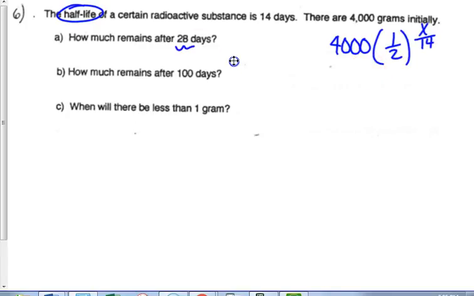Okay, 28 divided by 14. So the first time it halved, it'd be down to 2,000. Then it would halve again, and it would be down to 1,000. So I'm thinking that should be the answer. You should be able to type it in, but it should be that it halved twice. All right, but 100 days isn't divisible by 14, right? So that's why you have to just type it in your calculator.